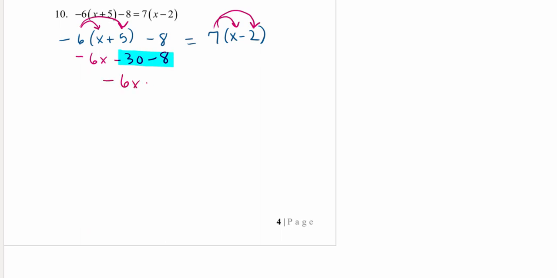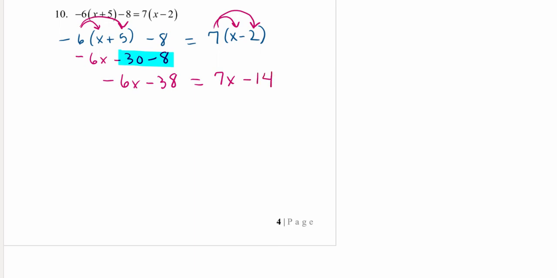-6x minus 38. Again, one of the errors that happen with students when they're solving these equations is sign errors. But if you at least combine these like terms first before you start to move things from one side of the equation to the other, you will minimize getting some of these signs incorrectly. So -6x minus 38 is our left-hand side. On the right-hand side, 7 times x is 7x minus 14 when we distribute the 7.